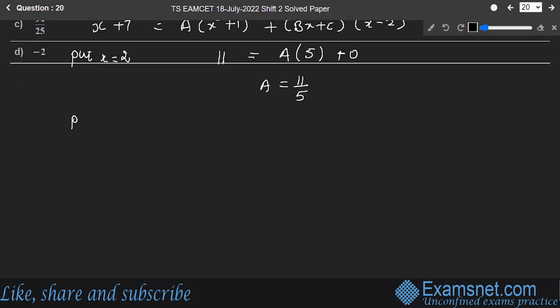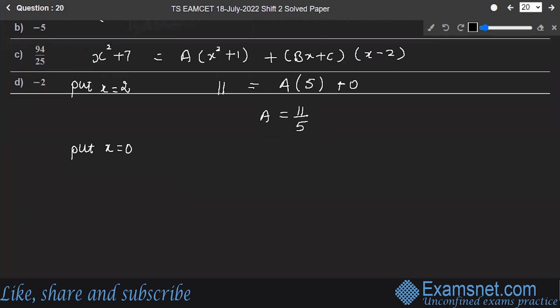Now let's put x is equal to 0. So this will be 7 is equal to a plus c into minus 2, which on solving will give you the value of c as minus 12 by 5.